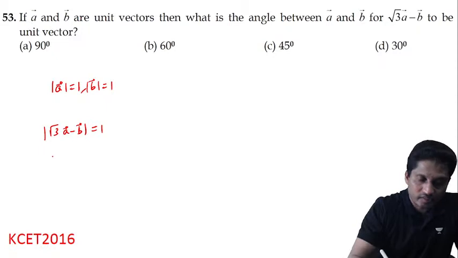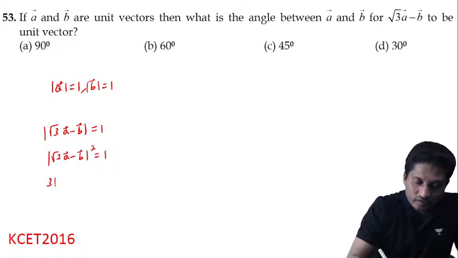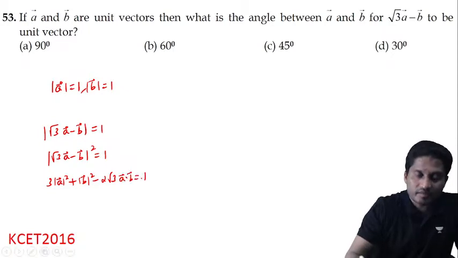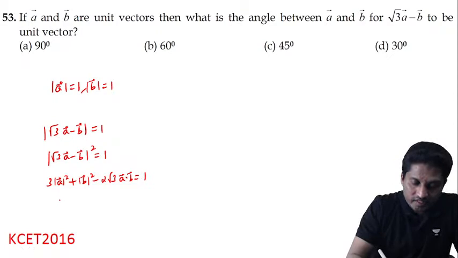If you square on both sides, you will get root 3A minus B the whole square is equal to 1. A square is 3 into mod A the whole square. B square is mod B the whole square. Minus 2 root 3 A dot B is equal to 1. A and B are unit vectors, right? So I'll get this as 3 plus 1 minus 2.